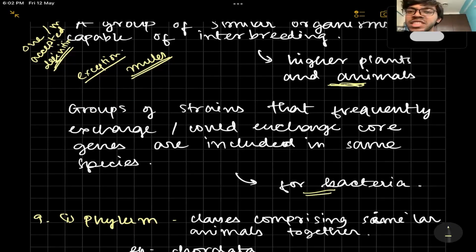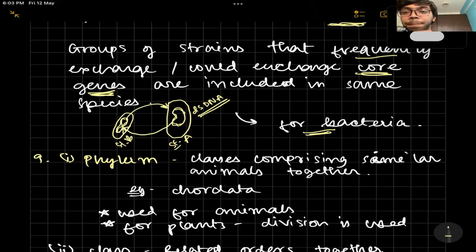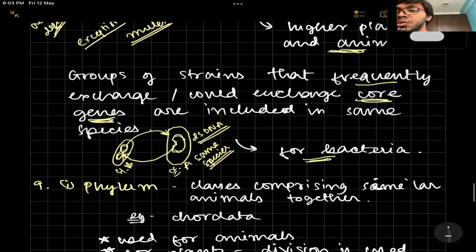And for bacteria, the same species is the group of strains that can frequently exchange their core genes. Bacteria, as we all know, have double-stranded circular DNA. Suppose this is strain A and strain B. They can interchange their genetic material. If they can interchange their genetic material, they will be included in the same species. It's that simple. Again, it's not important for NEET, so it's just for information.